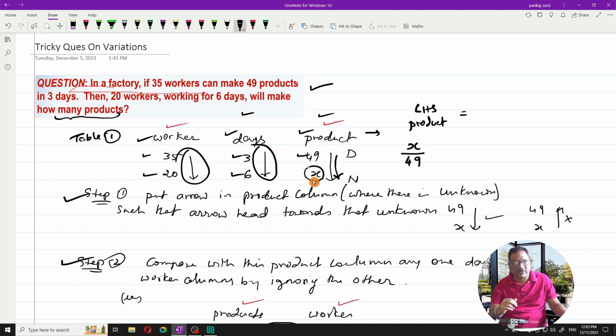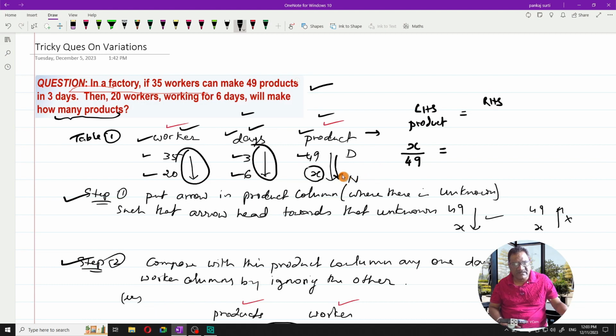Write x upon 40. Always. This is also a mandatory rule. The x should always be in the numerator and the number should be in the denominator for the LHS column, and equal to. Now in the RHS column, you will have to put the values of the remaining 2 columns. So first pick up the days value. So this is 3 and 6.